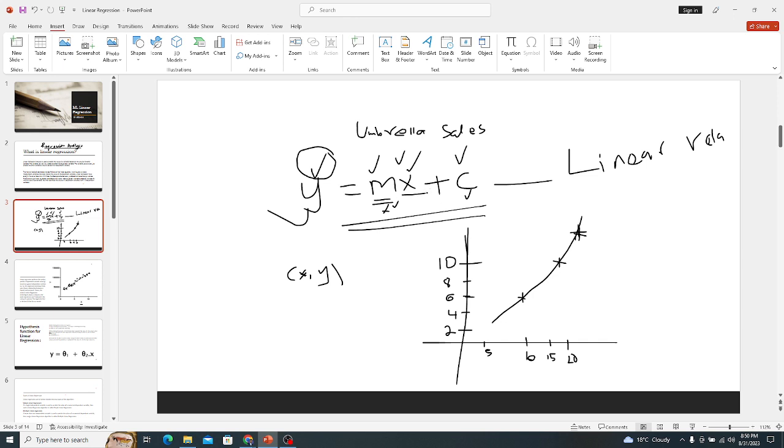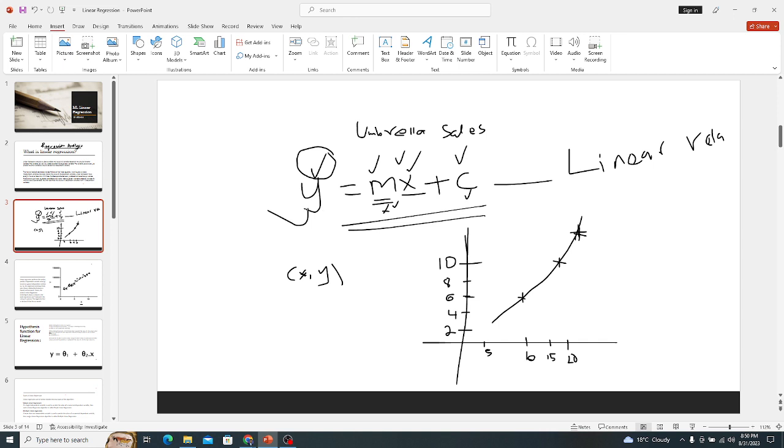What about x? X is the independent variable. Yes, or the predictor variable, exactly. Independent variable or predictor variable. Why? Because it's the one which is used to predict our outcome y.